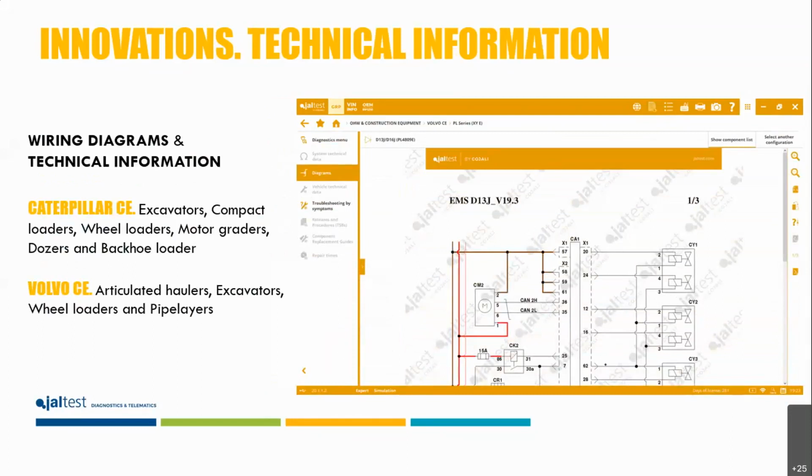Then version after version, we keep adding more and more technical information and wiring diagrams to this model, making it more complete every day. So especially for the main manufacturers on the market, like Caterpillar and Volvo, and also, of course, the different types of machinery.